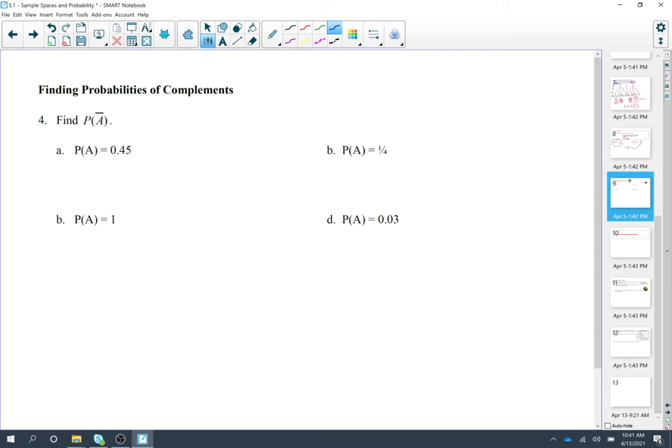Example 4, finding probabilities of complements. So it says find the probability of not A. So in example A, if the probability of event A happening is 45% or 0.45, then what would the probability of not A be? So the way we find that is we're going to take 1 minus 0.45, which is going to give us 0.55. So you have about a 55% chance of A not happening.